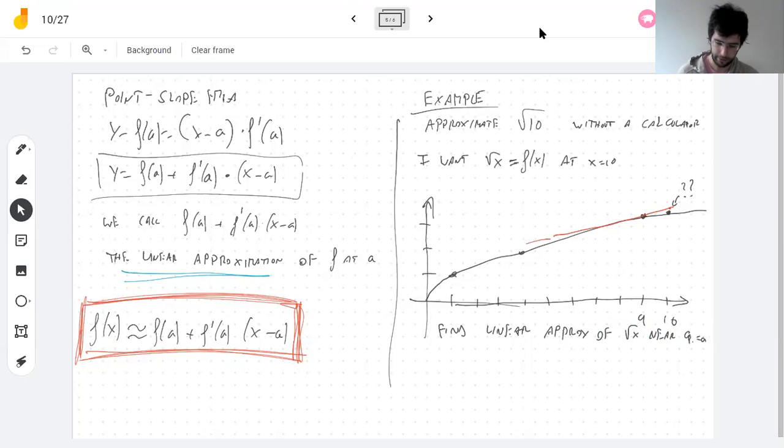So I'm going to need the derivative, but you know the derivative. The derivative of the square root is 1/2 x to the 1/2 minus 1, which is 1 over 2 square root of x, which conveniently is easy to plug 9 into. The derivative at 9 is 1 over 2 root 9. So it's 1/6.